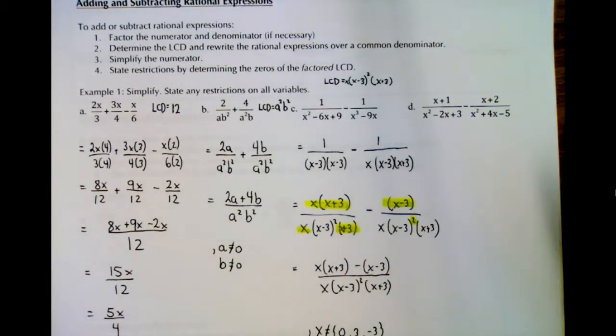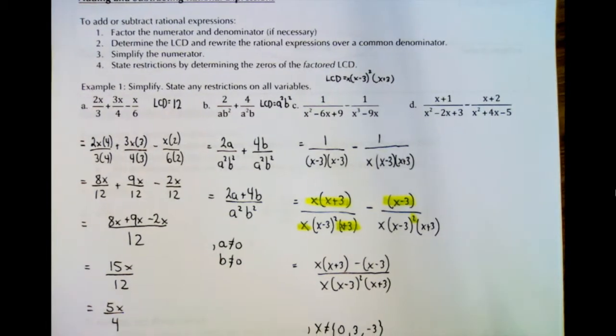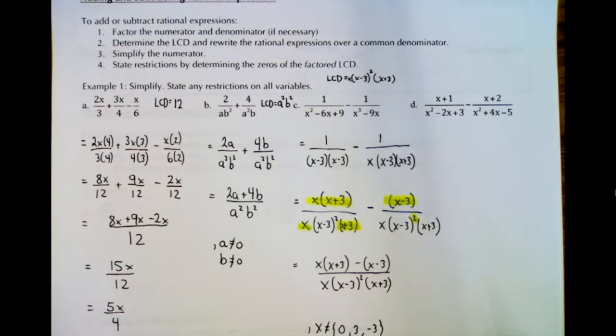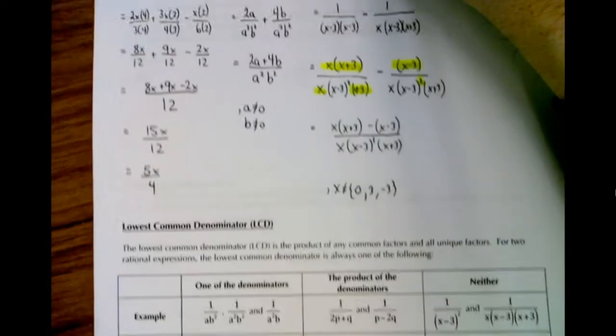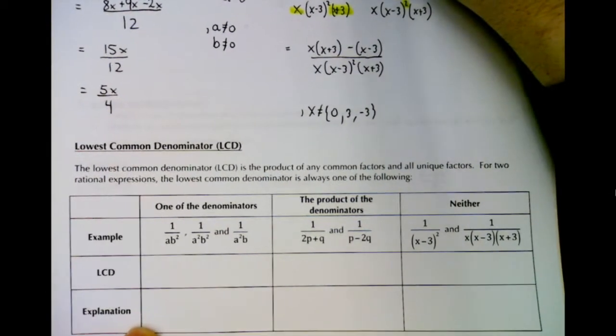There's another example D. I'll get you to try that one on your own. You can pause the video and try it now, or you can try it at the end of the lesson. What I want to do now is just go over one more time how to find lowest common denominator, because that's the tricky part.